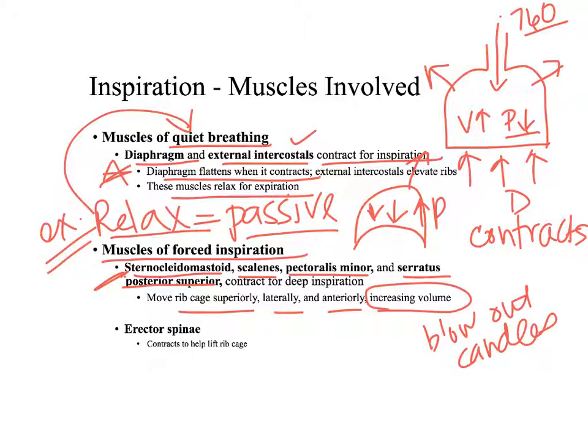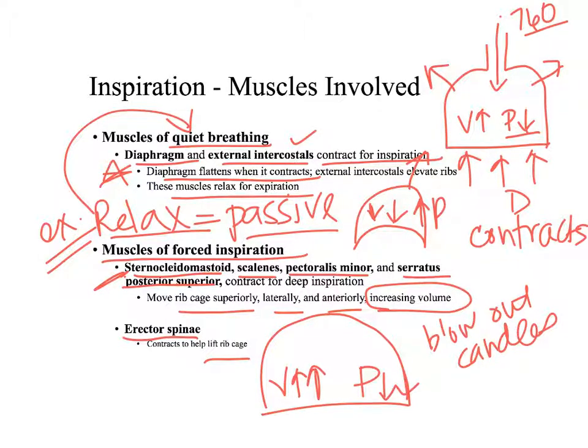So the whole goal is to increase the volume. The erector spinae will also help lift the rib cage. Those are the ones that run alongside your back. So what will happen there is we'll increase the volume even more. Then the pressure drops even more, and you have a greater gradient, and the air will come in even more and faster.